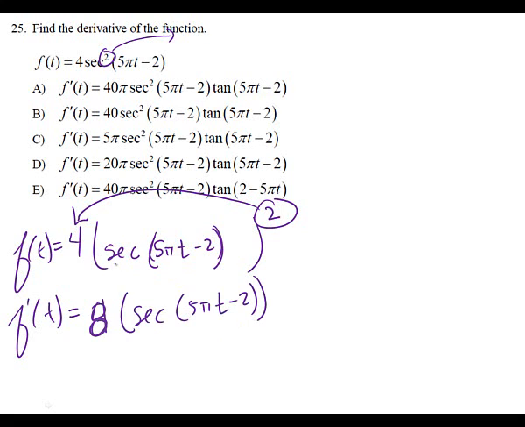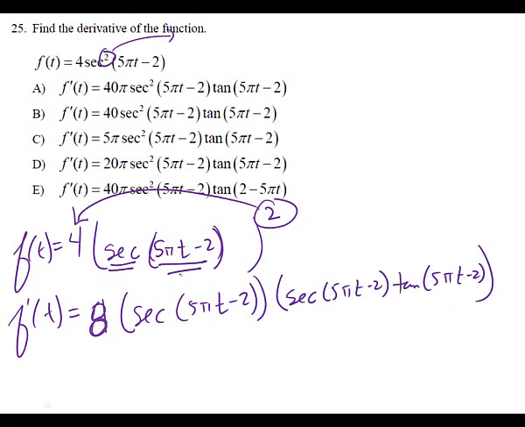All right. Then, what's the derivative of secant? Secant tangent. So I'm going to write secant of whatever the mess is on the inside times tangent of whatever the mess is on the inside. And I'm not done yet, because I have a chain. It's a peanut butter M&M, right? The chain rule all the way on that inside. What's the derivative of 5 pi t minus 2? 5 pi. Okay.